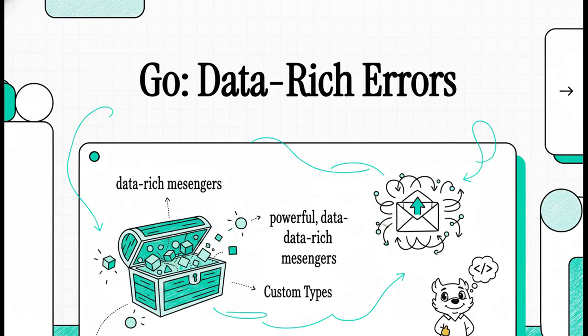Let's talk about errors in Go. We usually think of them as these simple little stop signs in our code. Something goes wrong, an error pops up, end of story. But what if they could be more? Today, we're going to pull back the curtain and see how Go errors can go from being basic failure flags to these powerful, data-rich messengers that tell you the entire story of what went wrong.